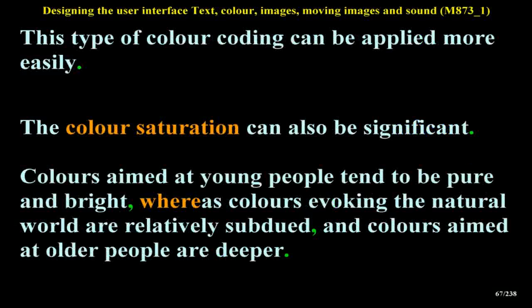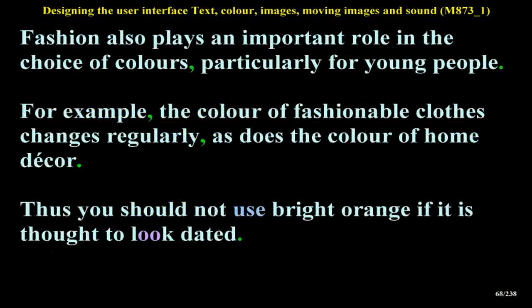Colors aimed at young people tend to be pure and bright, whereas colors evoking the natural world are relatively subdued, and colors aimed at older people are deeper. Fashion also plays an important role in the choice of colors, particularly for young people. For example, the color of fashionable clothes changes regularly, as does the color of home decor. Thus you should not use bright orange if it is thought to look dated.